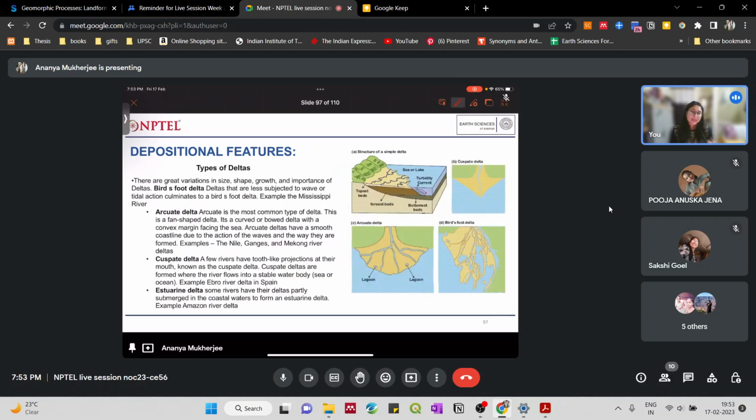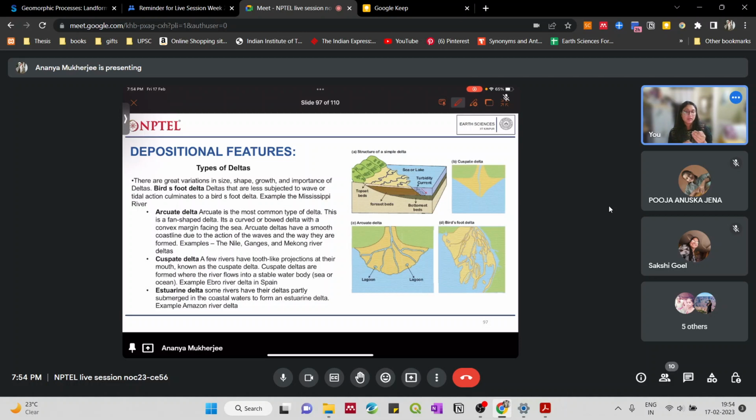Okay, now we have types of deltas. You have bird's foot delta, arcuate delta, cuspate, and estuarine. Okay, so you can see that the bird's foot delta actually looks like a bird's foot, and it is longer in nature. Okay, and there is less wave and tidal action, so you can have longer depositional features for the delta. Then you have the arcuate delta, which looks like what we talked about, the alluvial fan. Okay, so it will be like a fan shaped delta.